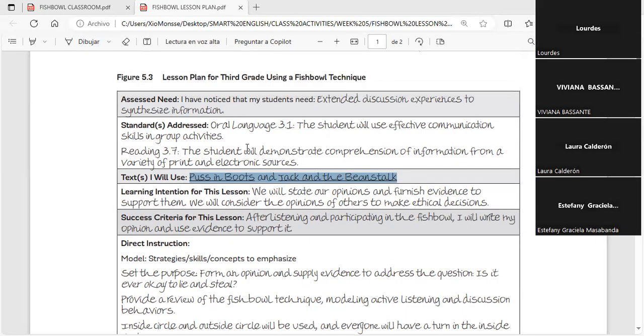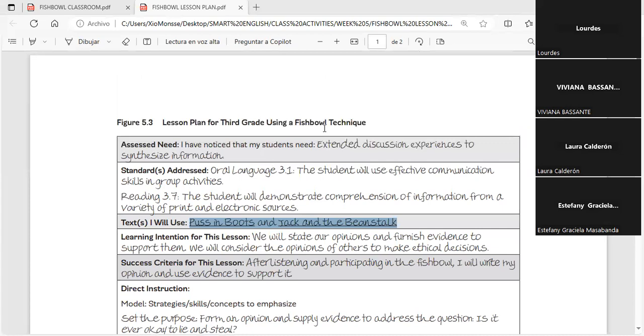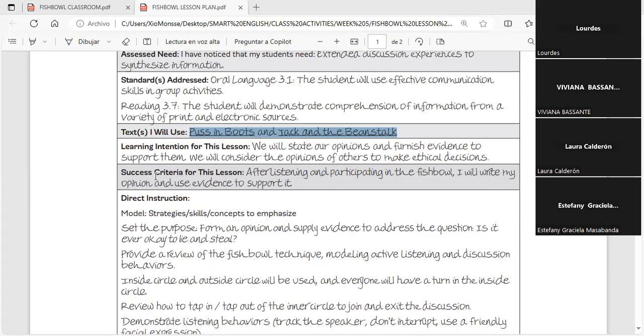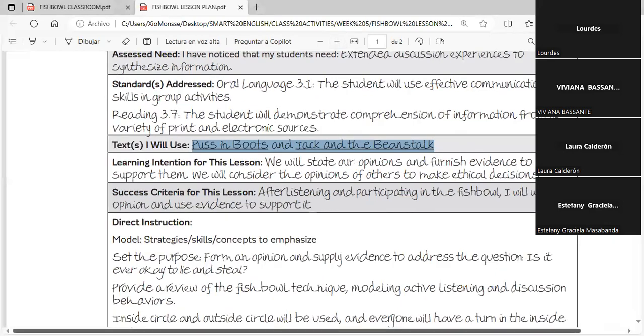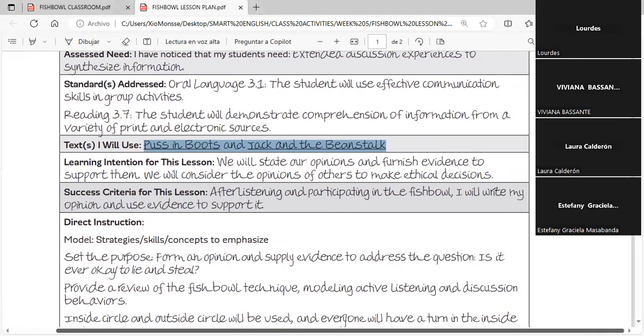Okay, this is a lesson plan for a Fishbowl technique, right? Success criteria for this lesson. After listening and participating in the Fishbowl, I will write my opinion and use evidence to support it. Okay, you have to write something.